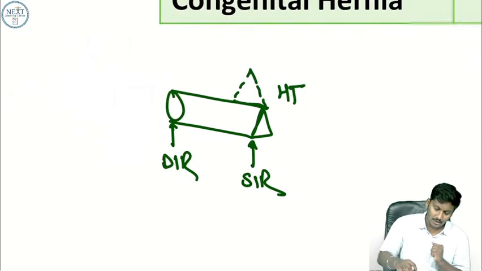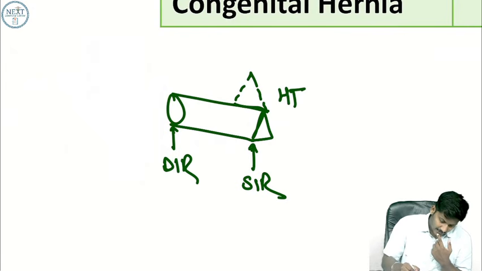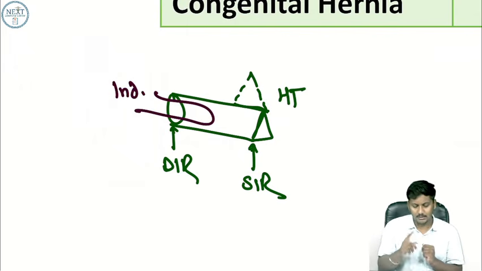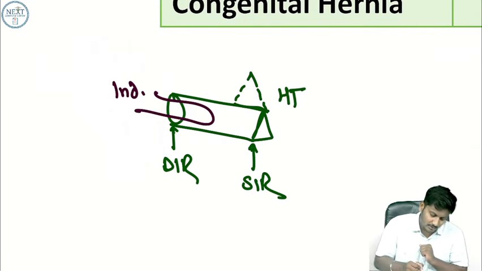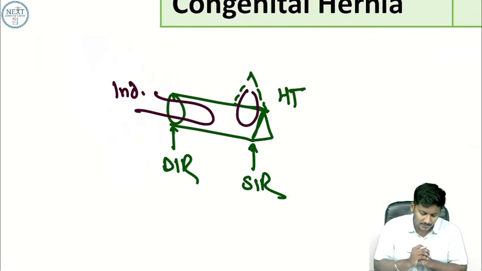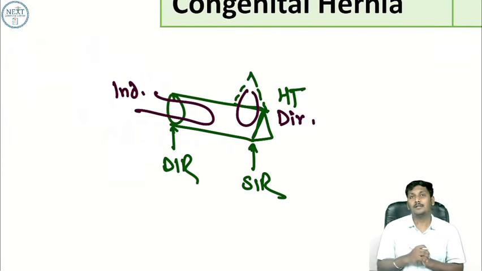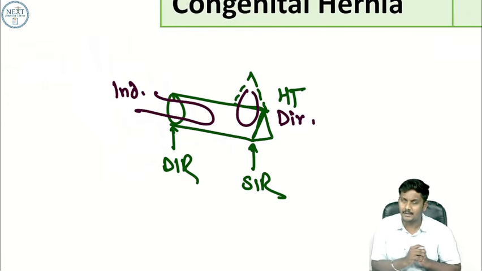That is important. Whenever any herniation or hernial sac enters from the deep inguinal ring, it is always an indirect inguinal hernia. And whenever any herniation happens from the Hesselbach triangle, that is always a direct inguinal hernia.